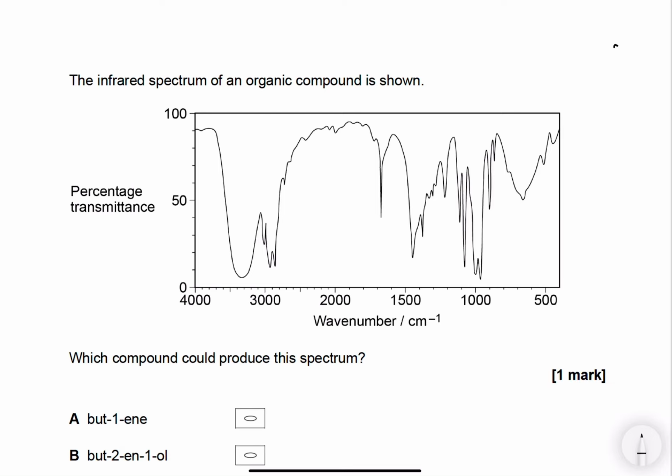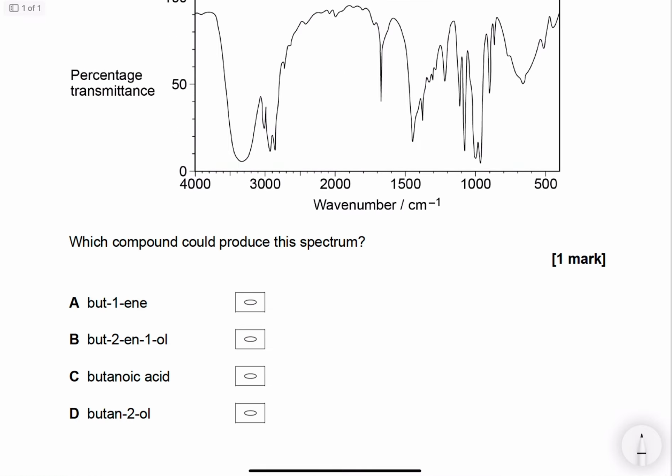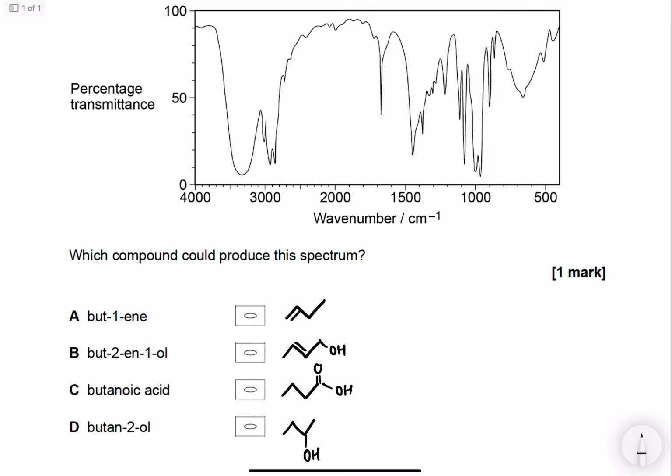The infrared spectrum of an organic compound is shown. Which compound could produce this spectrum? So we've been given a choice of but-1-ene, but-2-en-1-ol, butanoic acid, and butan-2-ol. So what we need to do is look at the spectrum.